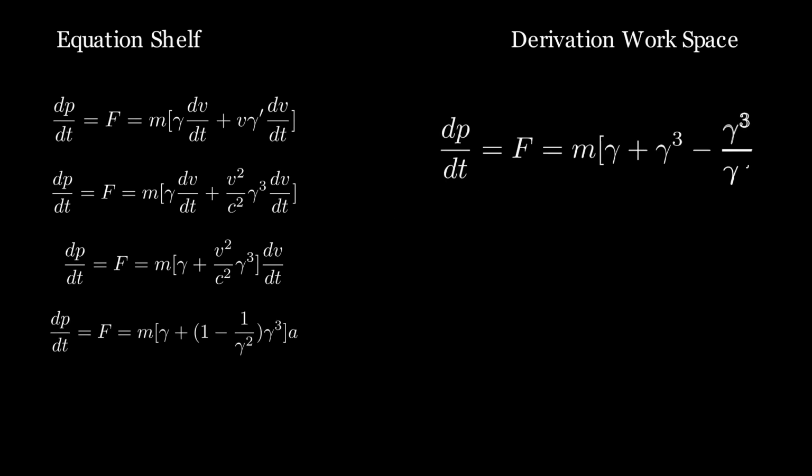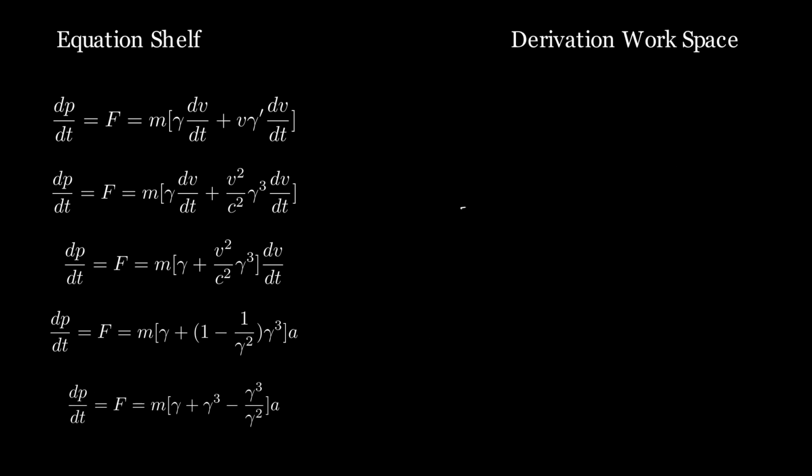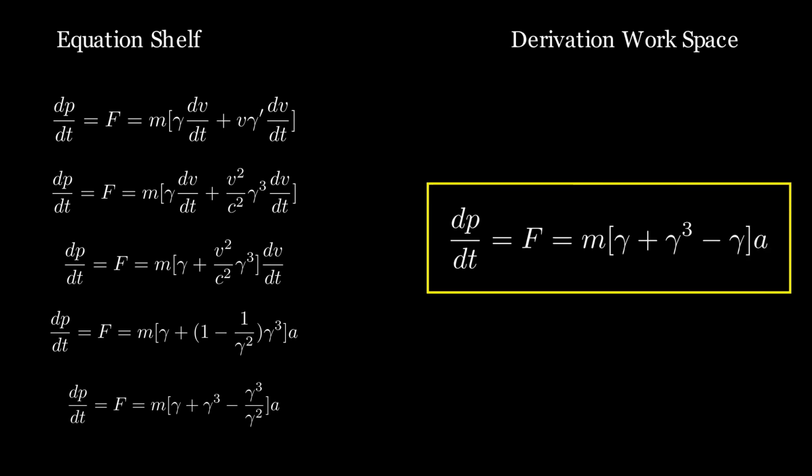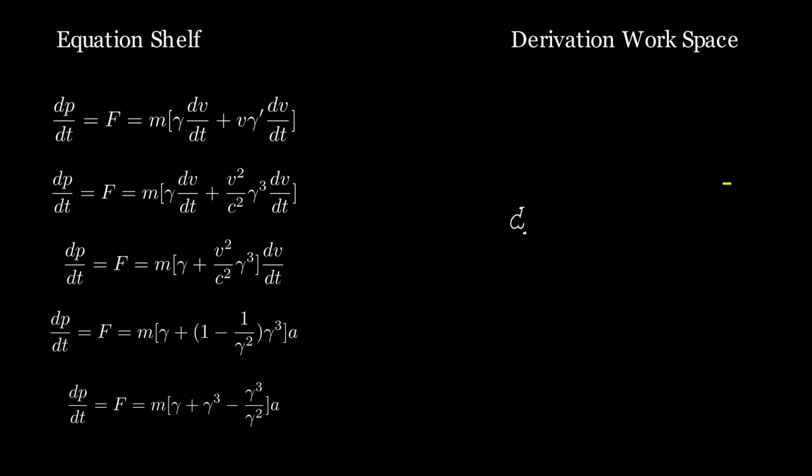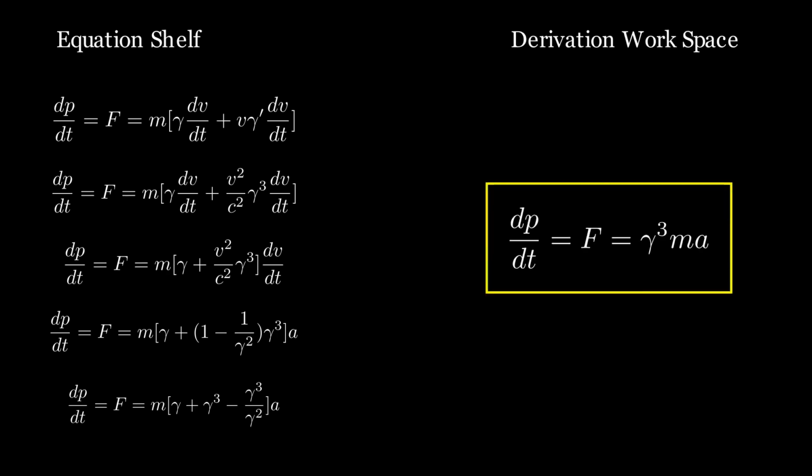Next, we can write dv dt as acceleration. Then we simplify the gammas. Finally, we have derived the equation for the relativistic force, or the formula for the relativistic second law of motion.